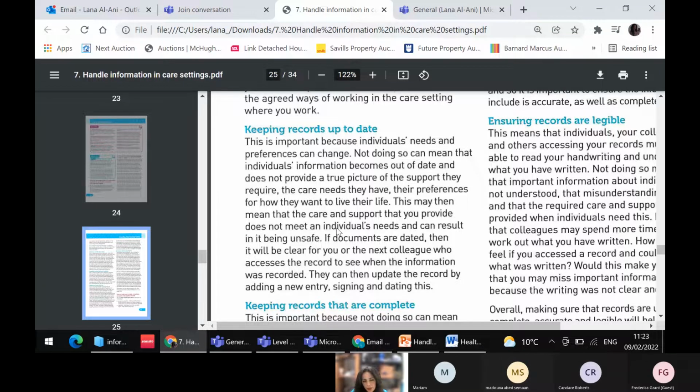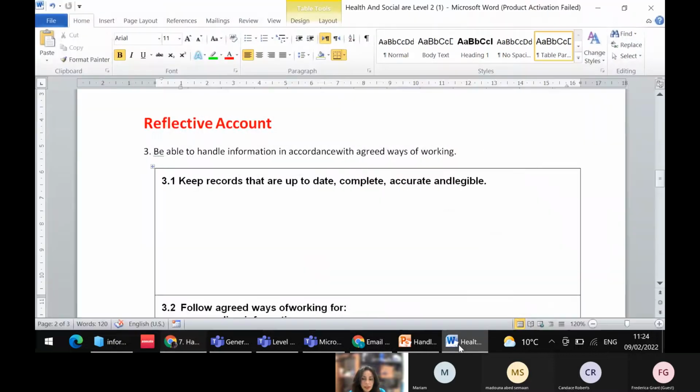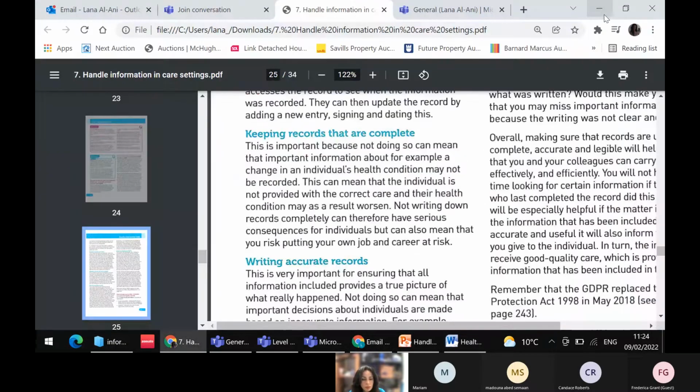And keep a record that is complete. So at the workplace, I always keep information complete and up to date, because if I keep half of the information not complete, that would be a problem. So always make sure the information is complete. Why? It is important because not doing this can mean that we are missing important information about my client. For example, an individual's health condition may not be recorded.